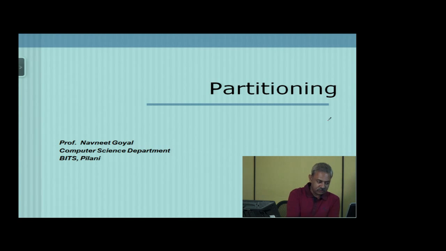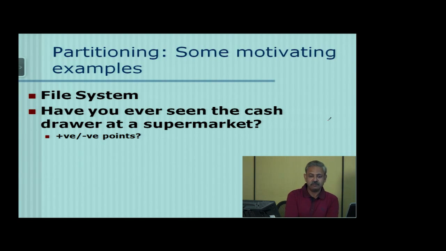For that I have two very common examples that we are all aware of. The first one is about a file system, and the second one is about the cash drawer or the cash compartment at a supermarket, when you go to the cash counter. There is a cash drawer where currency notes are kept, and change is kept. Let me first talk about the file system or the file folder example.